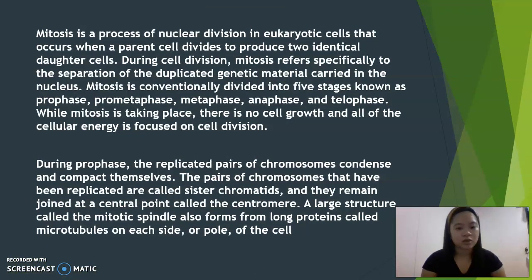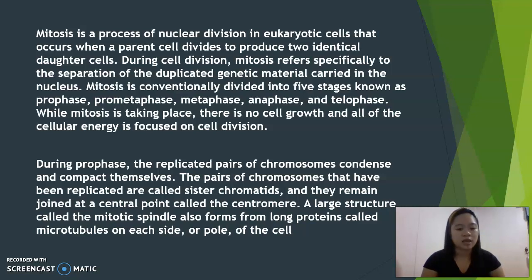Mitosis is a process of nuclear division in eukaryotic cells that occurs when a parent cell divides to produce two identical daughter cells. During cell division, mitosis refers especially to separation of the duplicated genetic material carried in the nucleus. Mitosis is conventionally divided into 5 stages, known as prophase, prometaphase, metaphase, anaphase, and telophase.